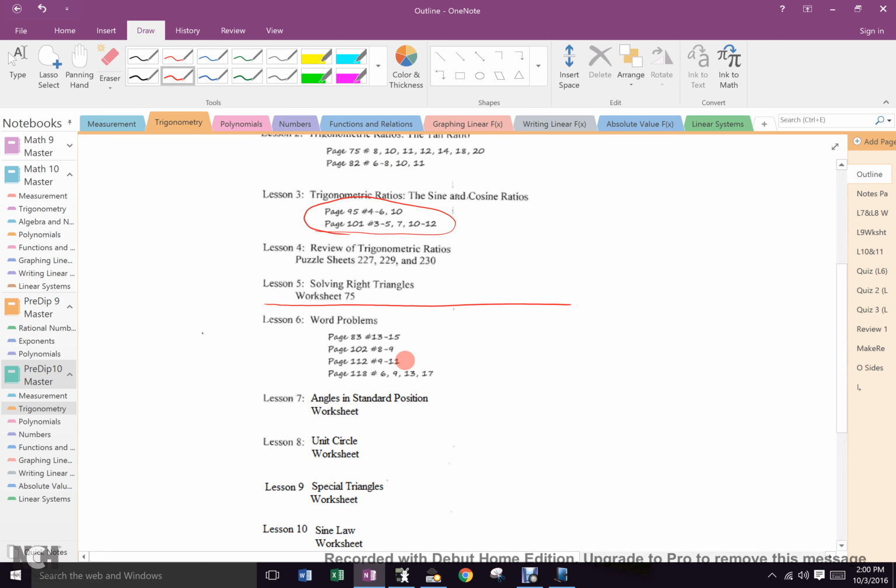All right? Now this right here, these are puzzle sheets. I like them. I have a lot of fun with them, but most kids really don't like them. You will also notice in my outline here, I have quiz after L6. We are going to quiz after we've done our word problems.